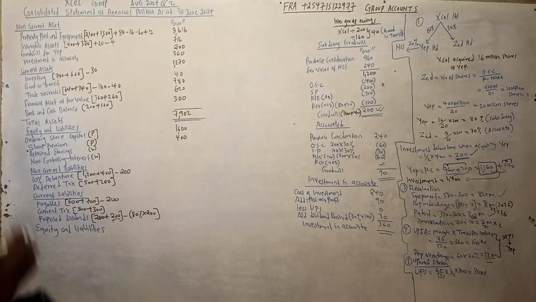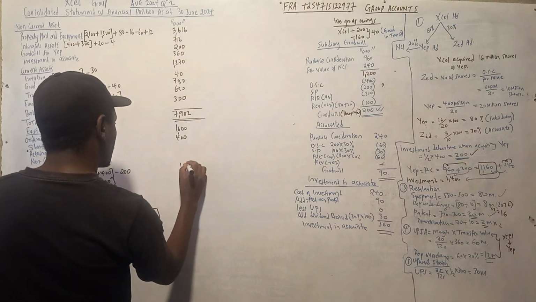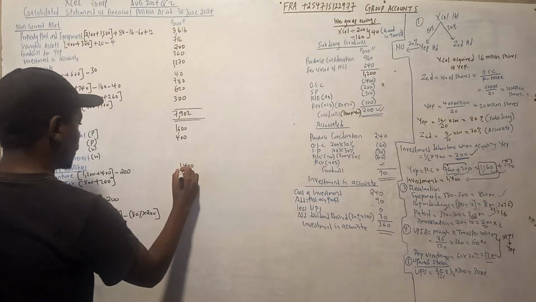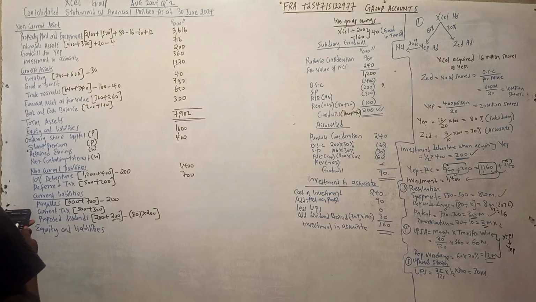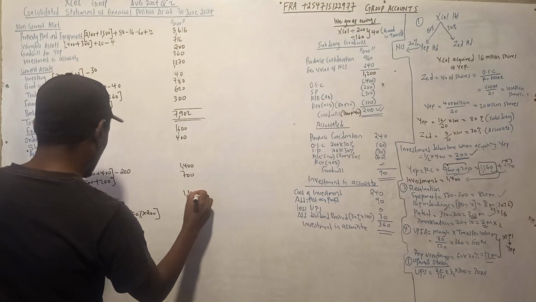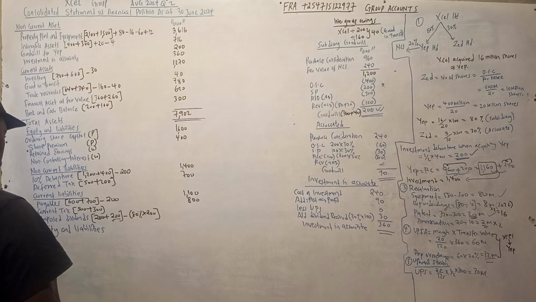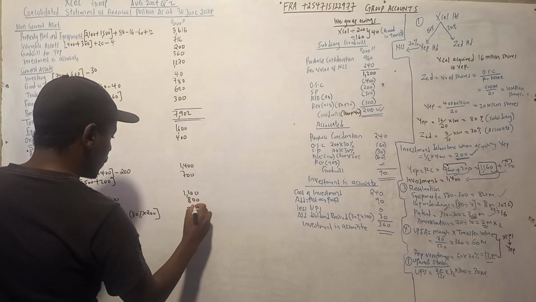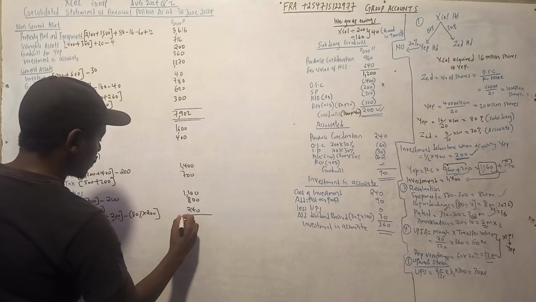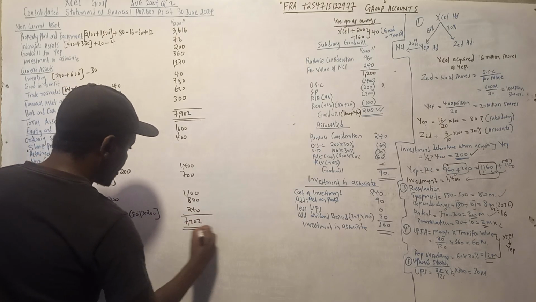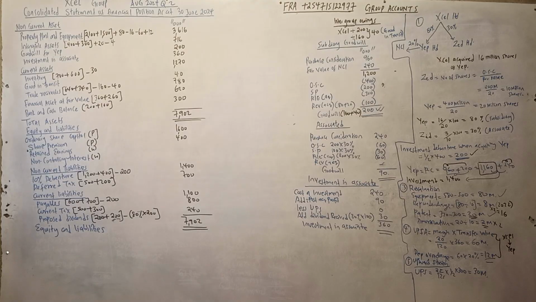Let us compute. Now 1200 plus 400 minus 200, that is 1400. This one is 700. 600 plus 700 minus 200, 1100. This one is 800. So 200 plus 200 minus 80 times 200 to 40. Your total equity and liability must be equal to 7902.